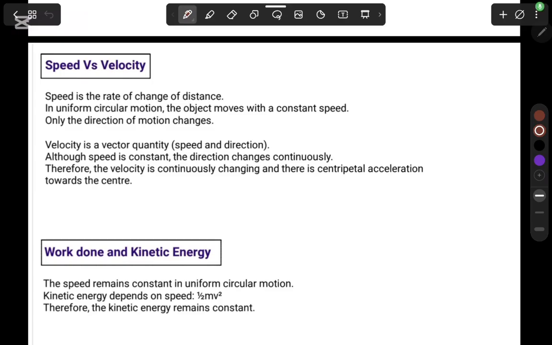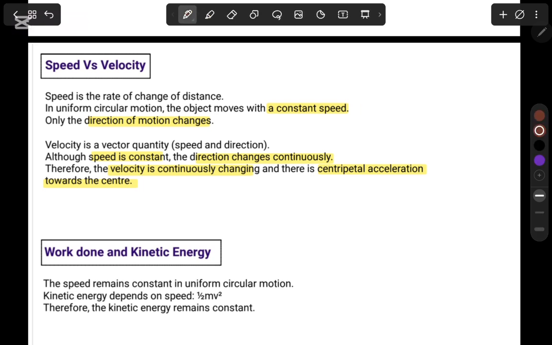Next, we have a lot of important points I want to talk about. First is the speed versus velocity in the uniform circular motion that we got. Now, speed is the rate of change of distance, and in uniform circular motion, the object moves with a constant speed, right? Only the direction of motion changes. So the speed is going to be constant. Now remember, velocity is a vector quantity, so it depends upon the speed and the direction. Even though the speed is constant, the direction is continuously changing, and therefore the velocity is continuously changing, and there is centripetal acceleration towards the center of the circle.